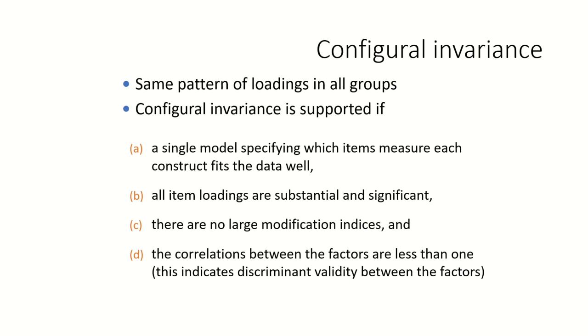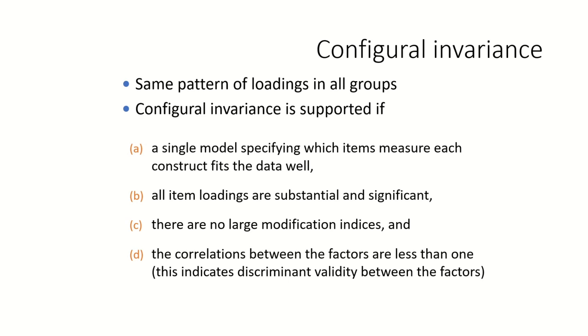And a final one is that the correlations between the latent factors should be less than 1. Because if they're 1 or very close to 1, it basically means that the latent factors are one and the same. So if our latent factors correlate at 0.9, we probably don't gain anything by measuring two separate factors, because they're so highly correlated that they give us the same information.